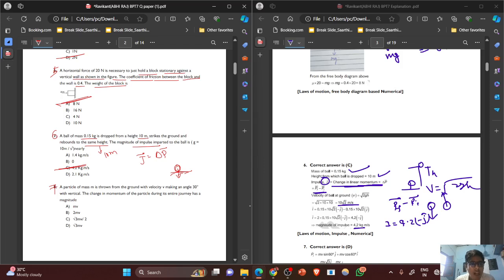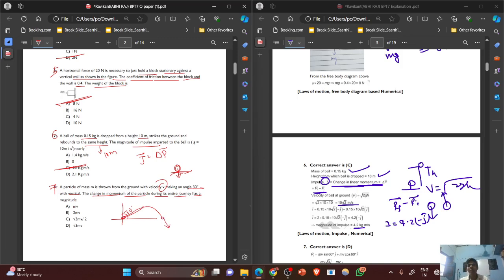A particle of mass m is thrown from the ground with a velocity of v, making an angle of 30 with the vertical. The change in momentum of the particle during its journey has the magnitude. It's telling about during its journey, meaning initial velocity and then final velocity, then change in momentum.